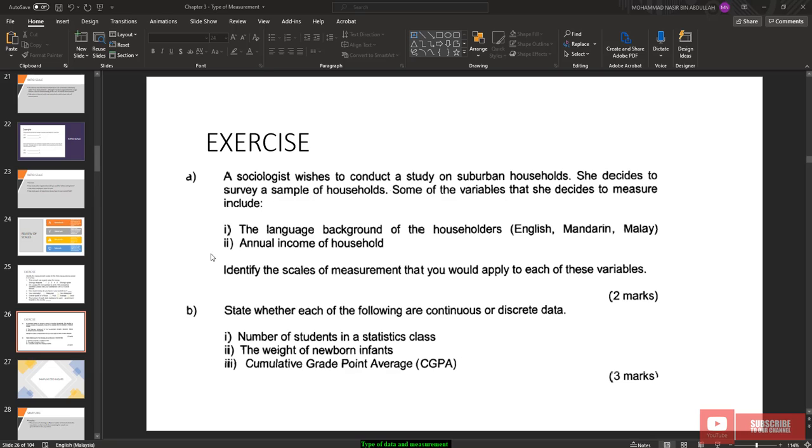Right, I think that's all for type of variable, type of data, and measurement.